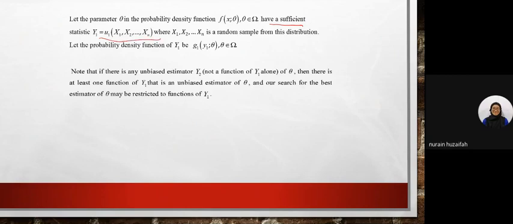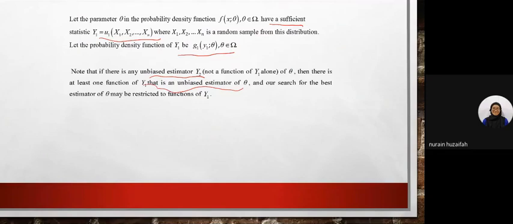And then we have the PDF there, g1(y1; theta). So let's say we have an unbiased estimator Y2, again not a function of Y1 alone, the concept of the Rao-Blackwell theorem. Then there is at least one other function of Y1 that is an unbiased estimator of theta. We have expected value of Y2 equals theta, and then at least one other function of Y1 is also an unbiased estimator of theta.